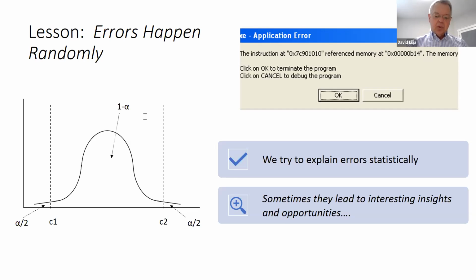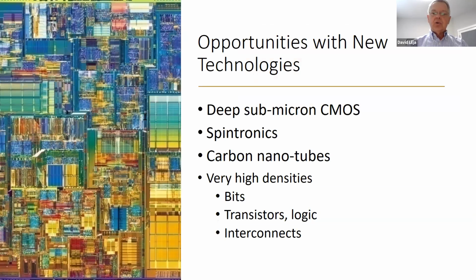So as I was digging deeper and deeper into this sort of statistical world, simultaneously some colleagues of mine were looking at new technologies, and what can we do with these new technologies? Things they were looking at were things like deep submicron CMOS, spintronics, carbon nanotubes. All of these new technologies give us very high densities. You get more bits, you get more transistors, you get more logic, you get denser interconnects. So you can do more with these sorts of devices. And the question is, how do you take advantage of that, and what problems come up with that?